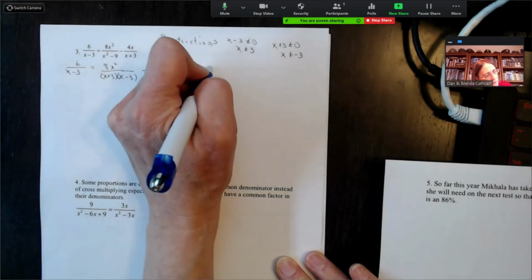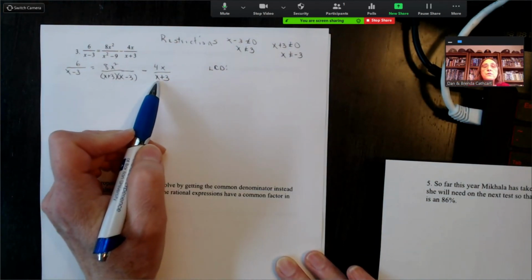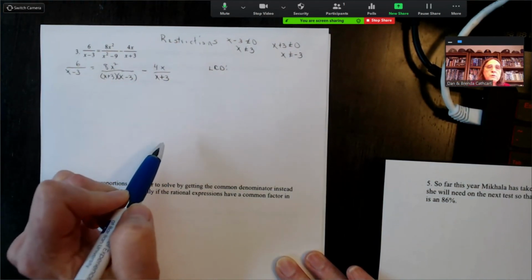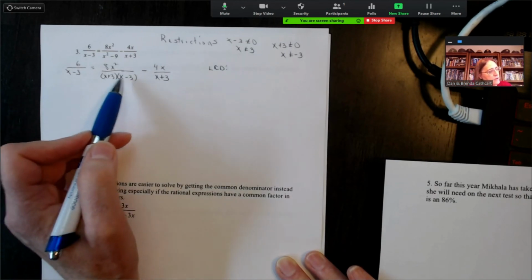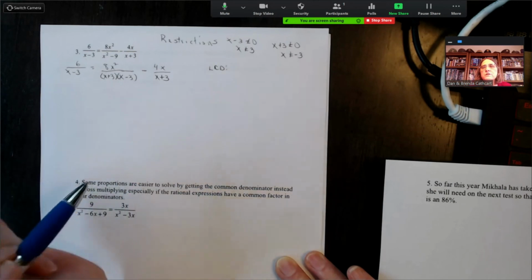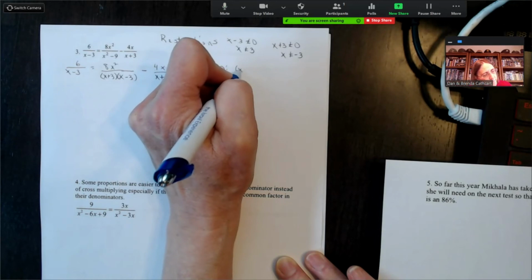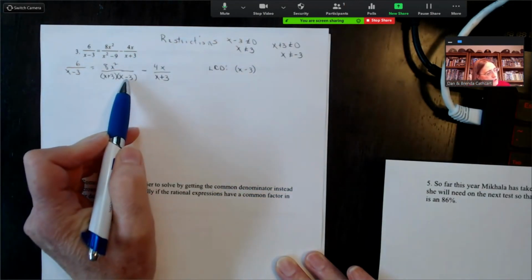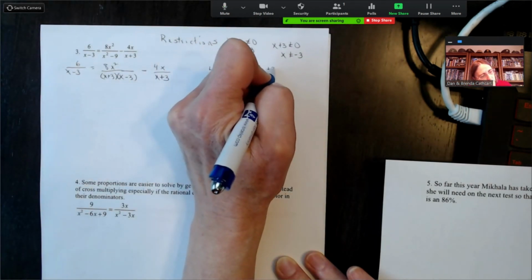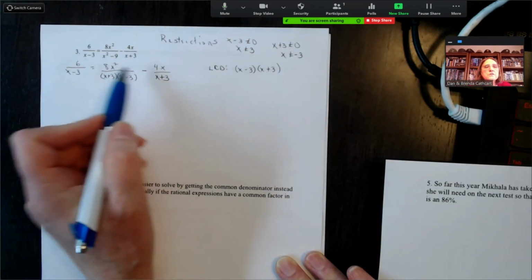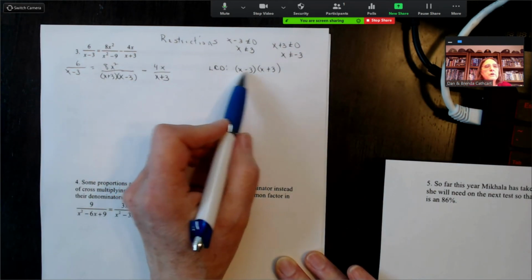This also leads us to our least common denominator. Since the denominators are already in factored form, we can look at the factors, and when we build our common denominator, we need to make sure that each factor of the denominators is represented in the least common denominator. So we need an x minus 3, which is included here as well. We need the x plus 3, which is also included there. So every factor that I see in the denominator is represented in the least common denominator.